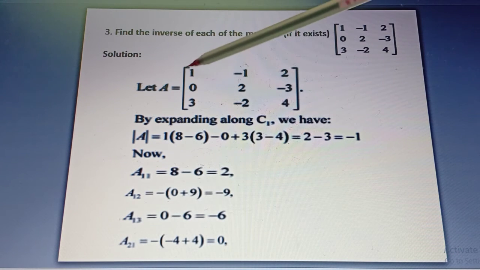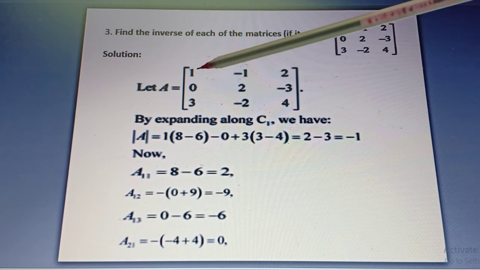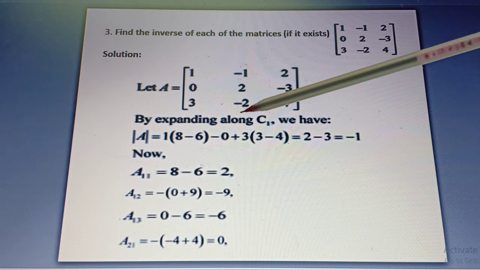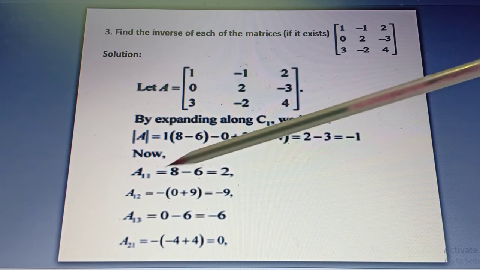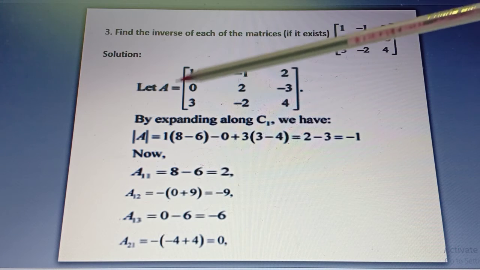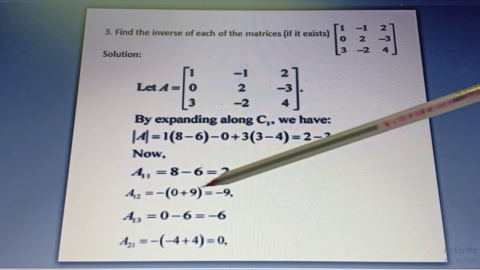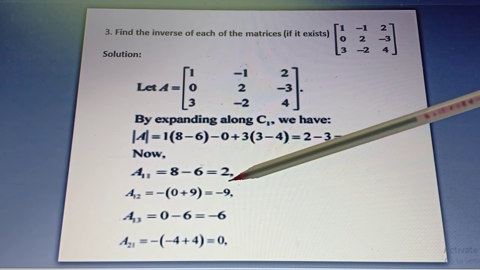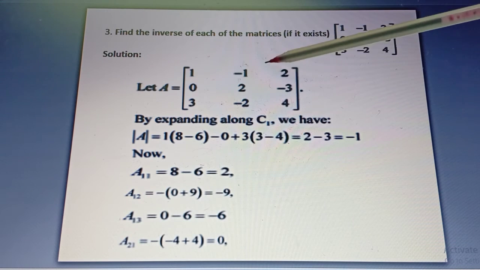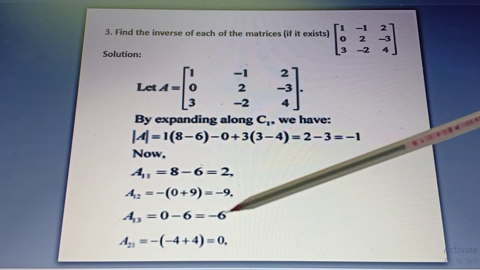Now we have to find the cofactor of each and every element. The cofactor of 1, leave its corresponding row and corresponding column. 2 minus 3 minus 2 4, so 8 minus 6 will be 2. Now cofactor of -1, leave its corresponding row and column. 0 plus 9, here the sign is minus, so it is -9. Similarly A13, leave its corresponding row and column. 0 minus 6, and here the sign is plus, so -6.